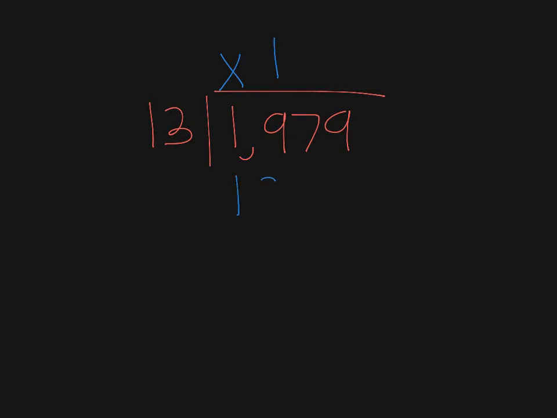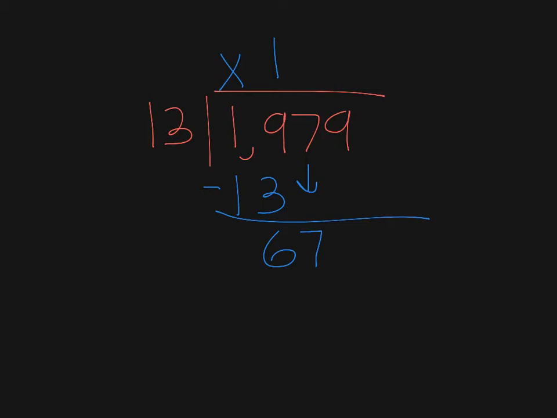For number 2, we have to find the quotient. It's 1,979 being divided by 13. 13 cannot go into a 1, so I put an X. I know that 13 goes into 19 one time because 13 times 1 is 13. When I subtract 9 minus 3, I get 6. And of course, 1 minus 1 is 0. I bring down the 7. So I need to know how many times does 13 go into 67.